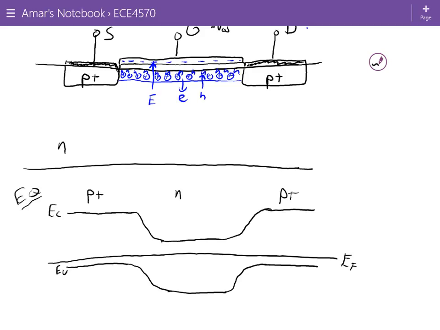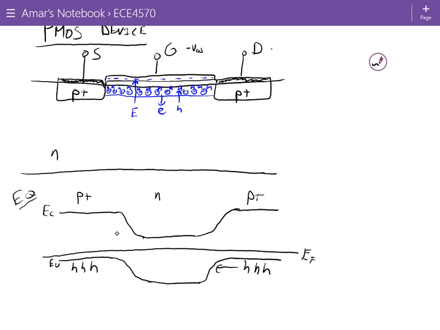So the holes. In a P plus material, we have a lot of holes here. We have a lot of holes here. Holes like to go down. Holes like to go up the slope. All right. So the holes have this energy barrier that prevents them from going between the source and the drain regions. Okay, the source is on the left here. The drain is on the right here. So the holes have no way of getting back and forth. So the channel is not on. There's no electrical connection between the source and the drain.